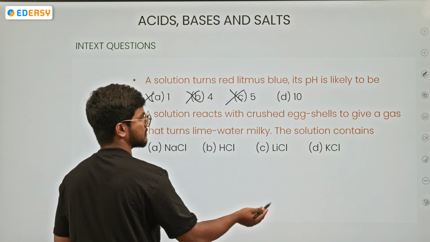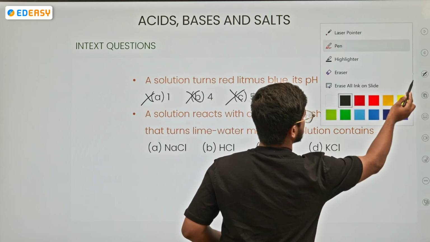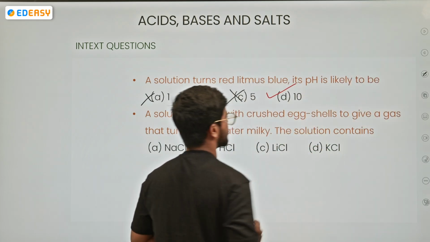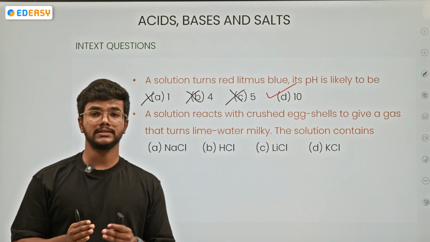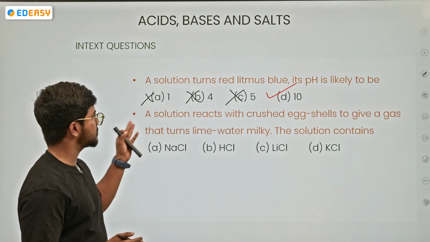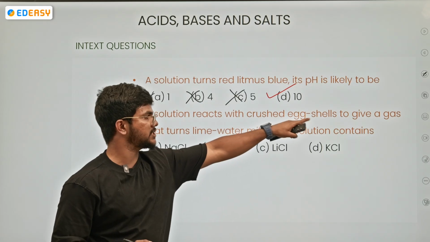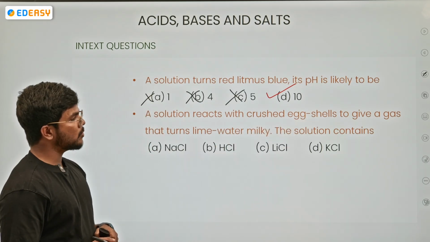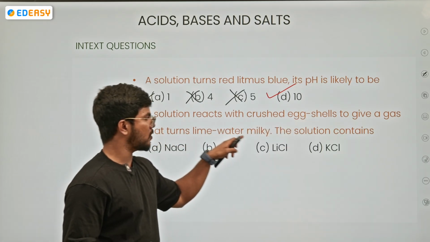This is also acidic. The last one will be basic, which turns red litmus to blue. Next, a solution reacts with the crushed eggshells to give a gas that turns lime water milky.